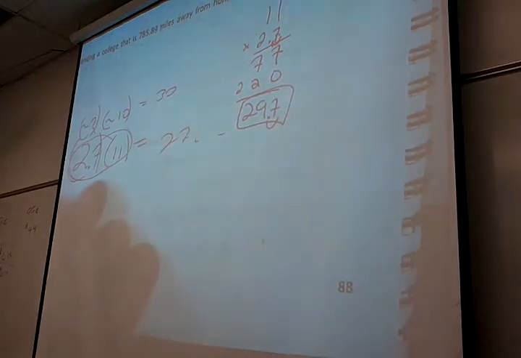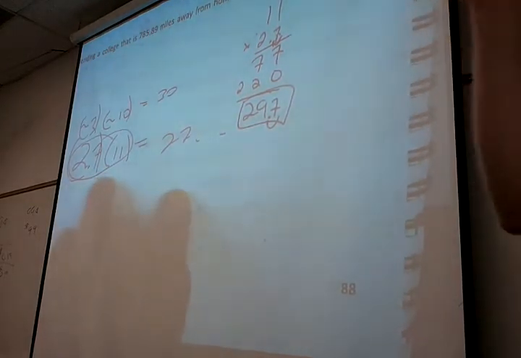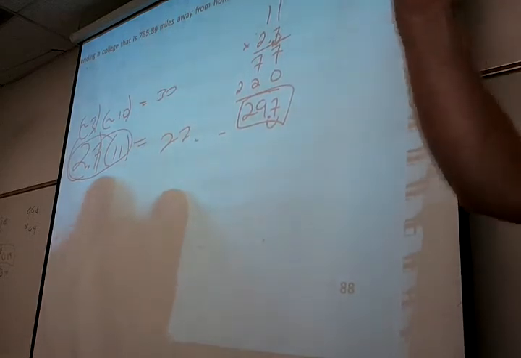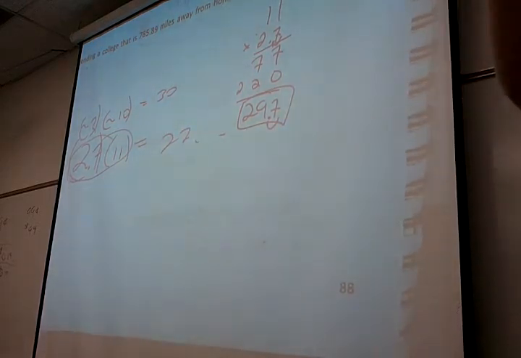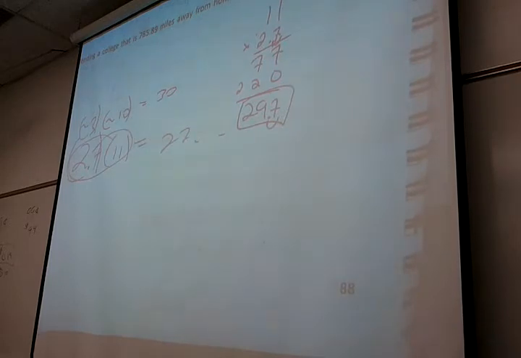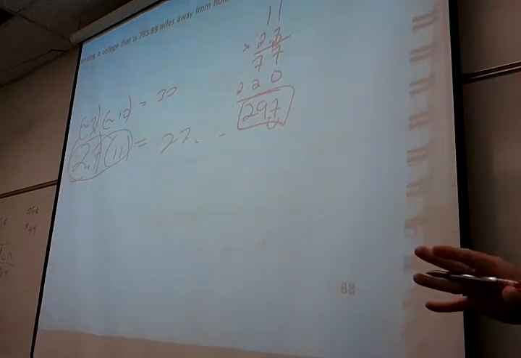Cool. So when you multiply decimals, nothing really changes about the process at all. At the very end, you count the total number of places and you make that same number of places in your answer. That's at the very end.